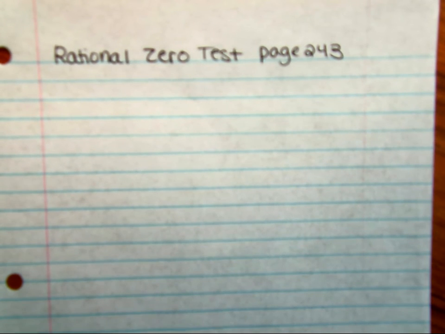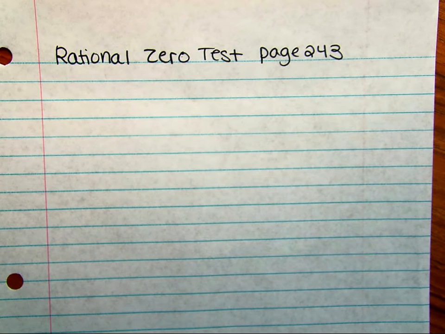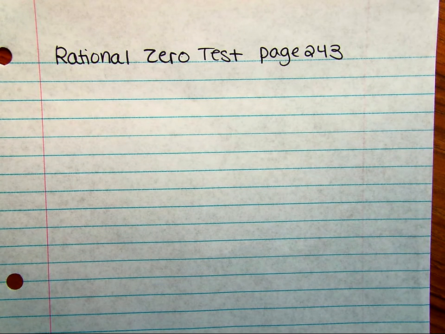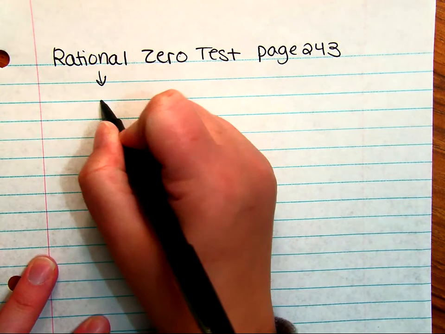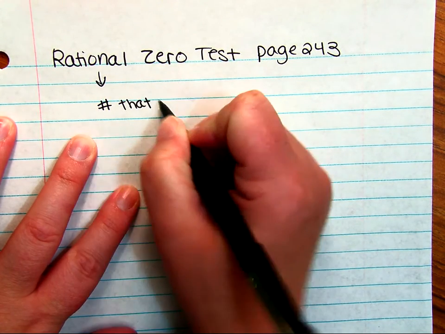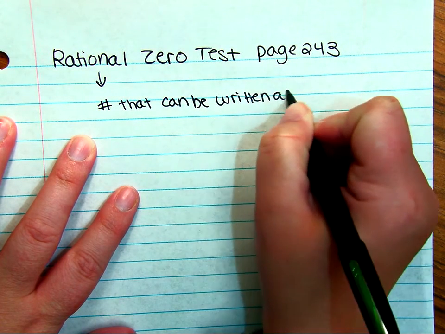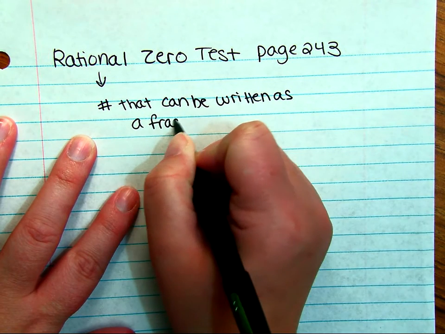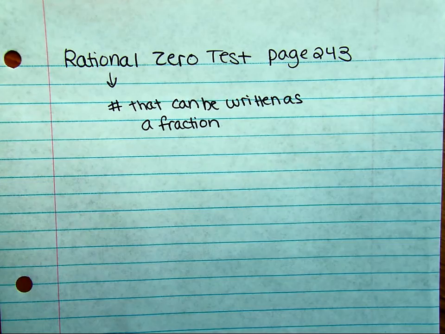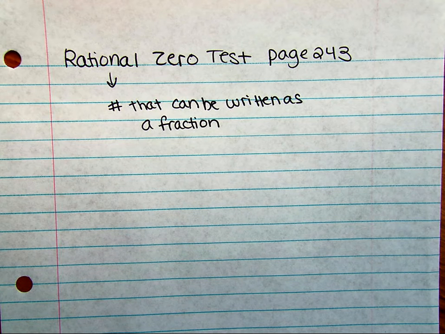Okay, this video is on the rational zeros test. It starts on page 243, and this test says if I have any polynomial and all I'm looking at is the rational zeros. Now you have to keep in mind a rational zero is a number that can be written as a fraction. So the square root of 2 could still be a 0, but this test will not tell us that that's a possibility, okay?